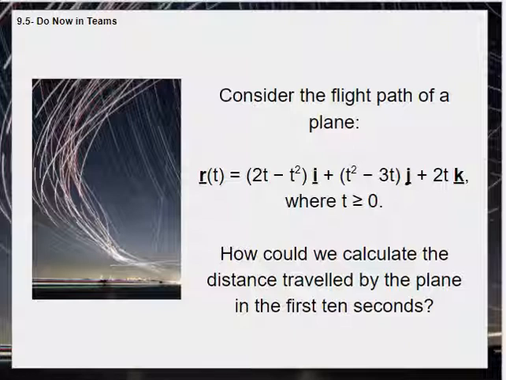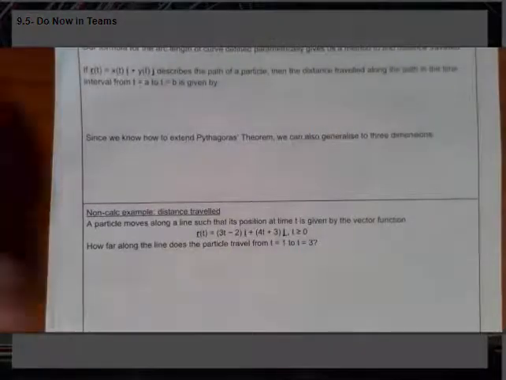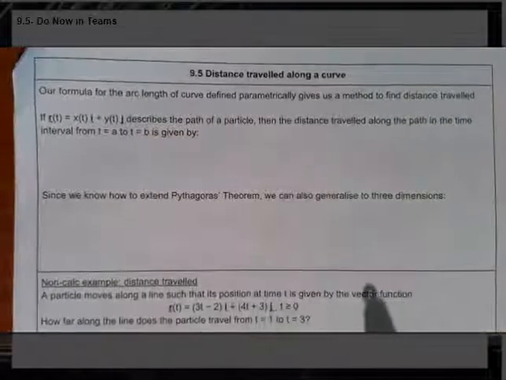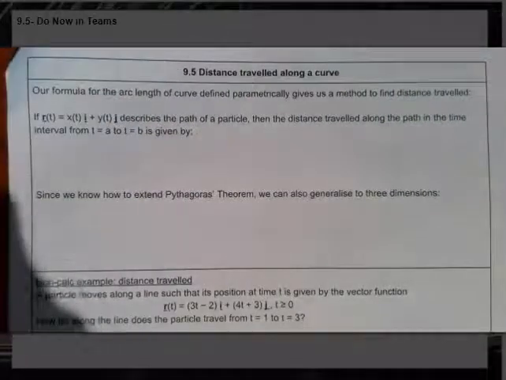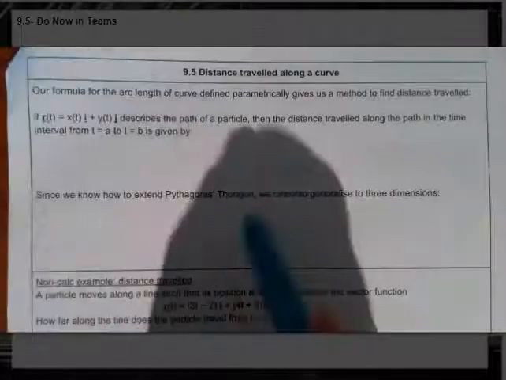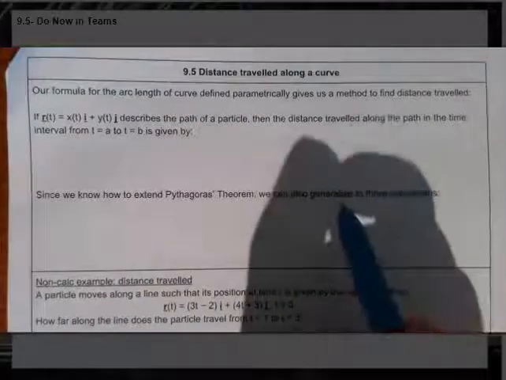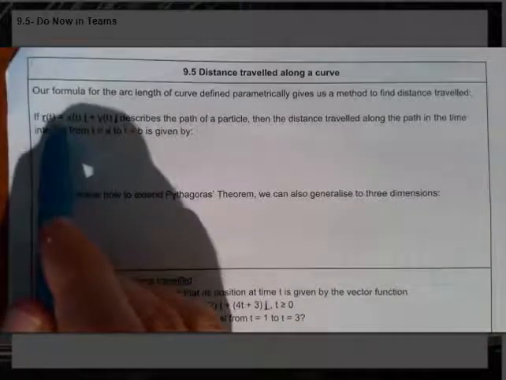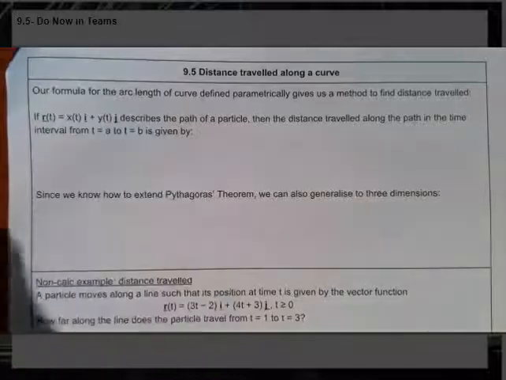So hopefully if you're thinking a bit about distance travelled, that might have got you thinking about arc length when we did integration right at the end. For any curve, including a curve defined parametrically, we have a way to find the length of that arc, which in the same way would be distance travelled in this context. So we use that formula for our vector functions.